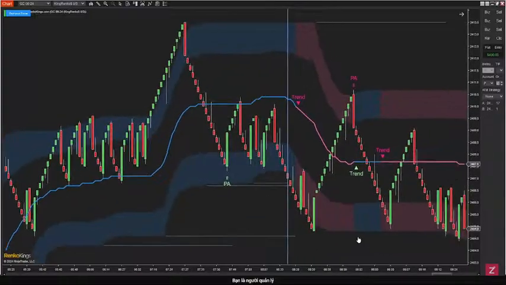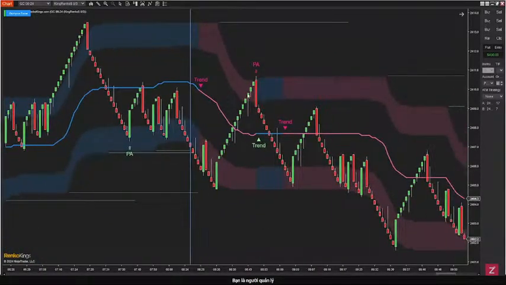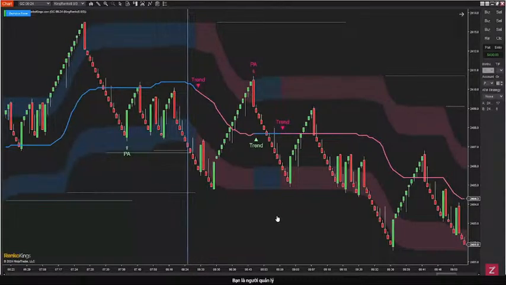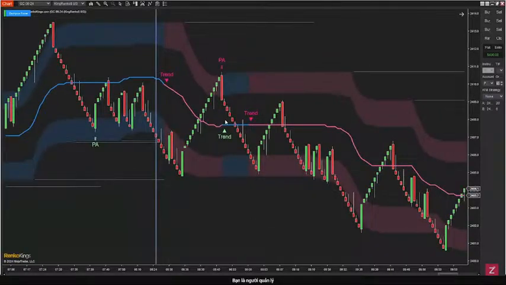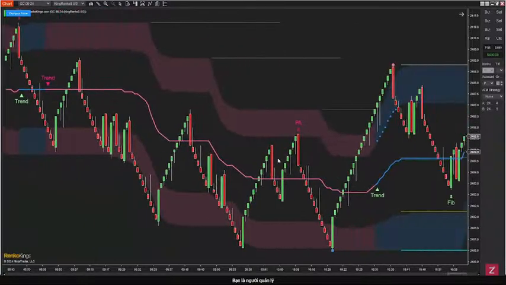So now we're opening up. Here is a pullback right into the cloud. Here's the PA short. Down we go. So trend up that has no Fibonacci or PA retracements, so no trade here on the long side at all. Trend down again. And here is again the pullback into the cloud for a short, and lower over here.